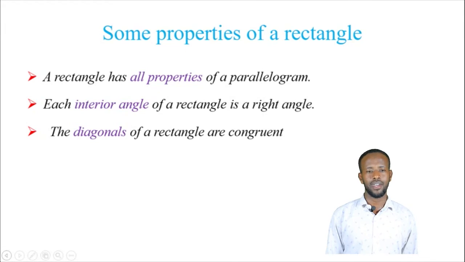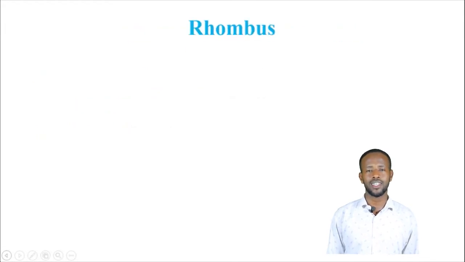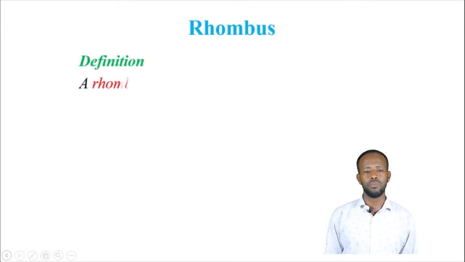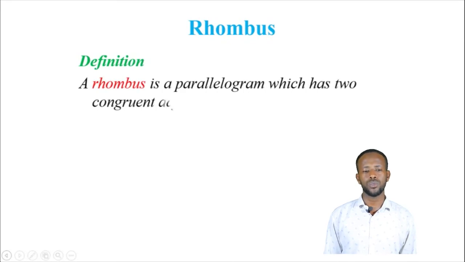Okay, now let us start rhombus. Rhombus. Okay. Definition. A rhombus is a parallelogram which has 2 congruent adjacent sides.